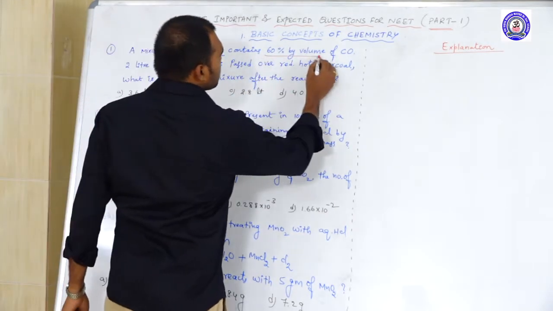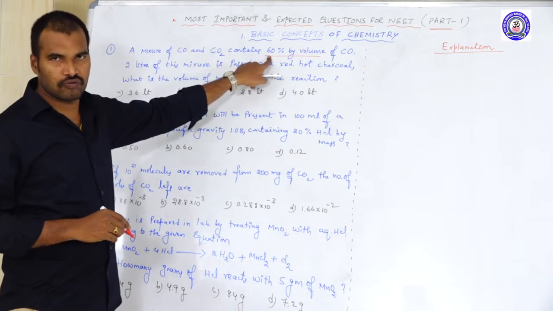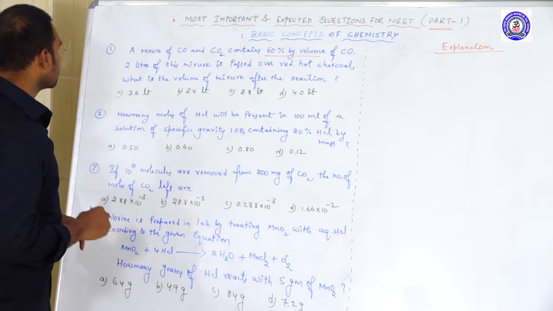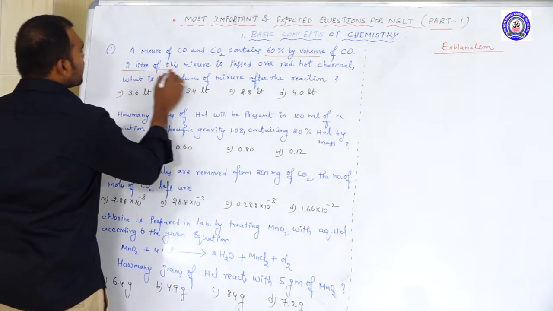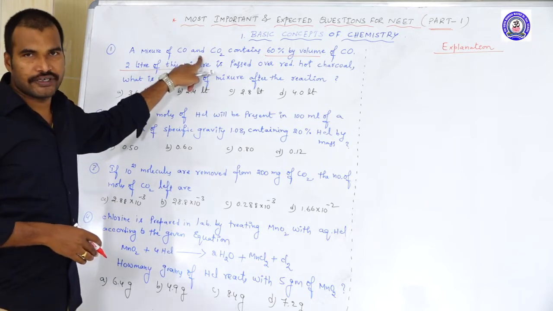Here two important points we should remember. 60% by volume: he has given the volume fraction of CO gas in the mixture. And the next key point is 2 liters of this mixture, that is, the total volume of the mixture they have considered is 2 liters.